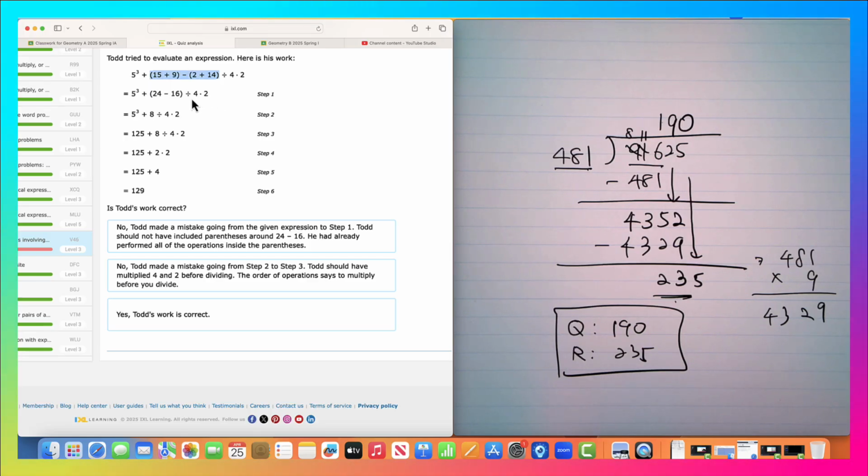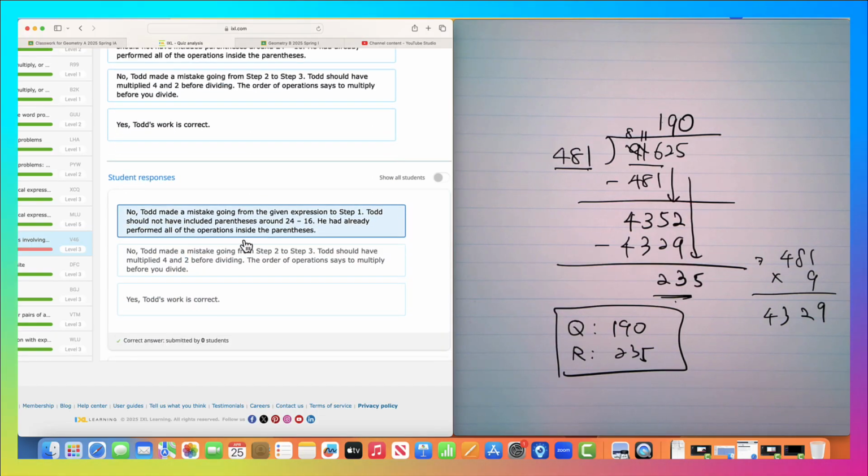We can't do this. What you really should have done is 24, and then minus 16, and 16 has to operate with division with 4 first. So this is not right. Step 1 is wrong. So Todd made a mistake going from the expression to step 1 right there. Okay, so the answer is the top one.